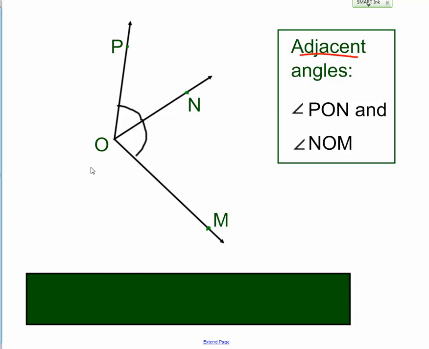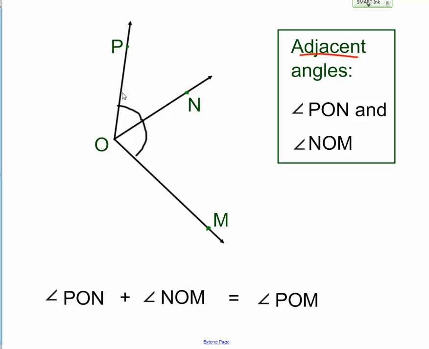So if I take angle PON and I add it to angle NOM, I get the total angle of the big angle POM. So again, if ray ON is between these two rays, I'm really getting three angles here. I have angle PON, angle NOM, and then the big angle POM. And if I add the two adjacent angles, it gives me the total of this big angle, angle POM. And I can add those measures if I want.